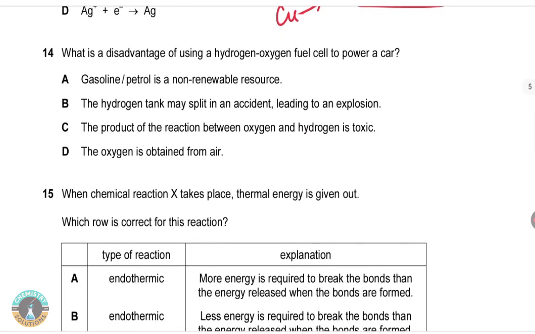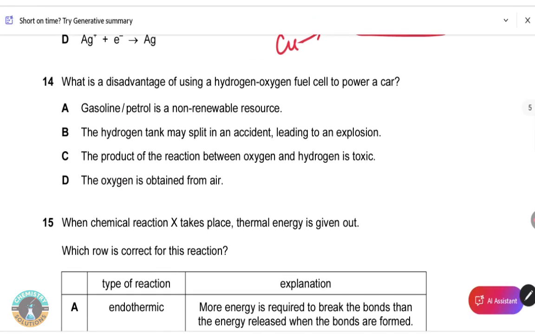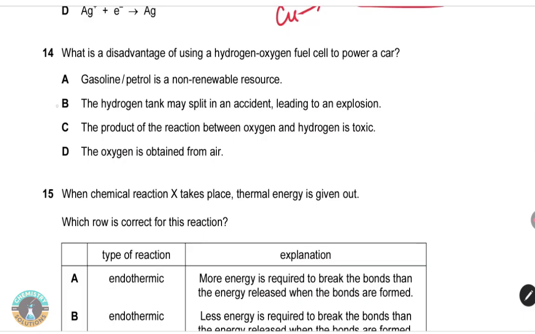What is the disadvantage of using a hydrogen oxygen fuel cell to power a car? Gasoline, petrol is a non-renewable resource. What is the advantage and disadvantage? What is the disadvantage of using a hydrogen oxygen fuel cell? So this one is not the disadvantage. The hydrogen tank may split in an accident leading to an explosion. Yes, definitely. Why? Because hydrogen is a flammable gas. So whenever a hydrogen tank splits, it can cause a major accident, a major explosion.